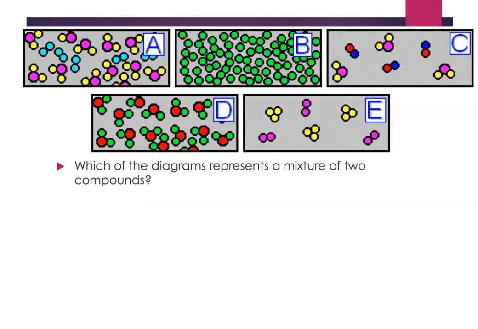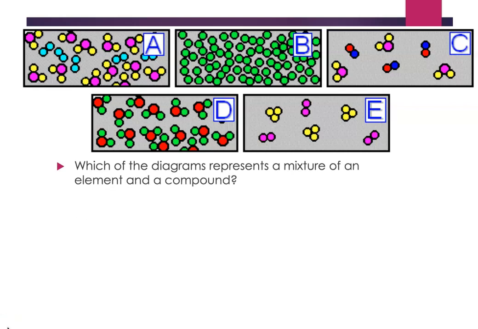Which of the diagrams represents a mixture of 2 compounds? All right. We know it's not B, and we know it's not D because those are pure substances, but we need 2 compounds. So you can look at A, and you can look at C, and you can look at E. The best answer is C. I've got 2 different kinds of compounds in there, 2 different kinds of molecules in that mixture.